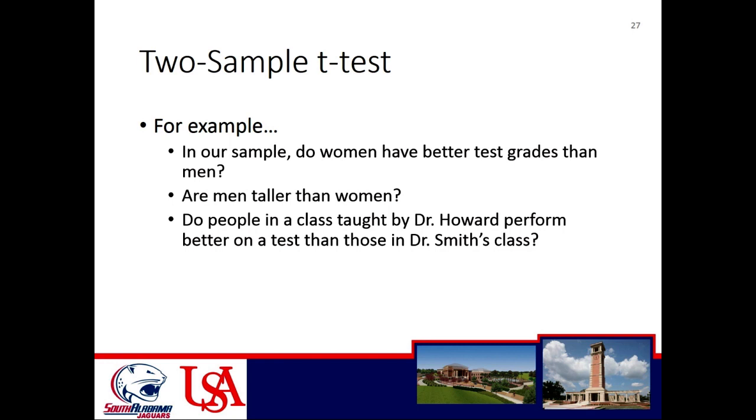Another one would be, do people in a class taught by Dr. Howard perform better on a test than those in Dr. Smith's class? So our grouping variable would be classroom. We would have two groups, Dr. Howard versus Dr. Smith. And the measured outcome variable would be test scores. So we'd give a test, and we would grade the test for each of the participants, and therefore our measured outcome variable would be test scores.